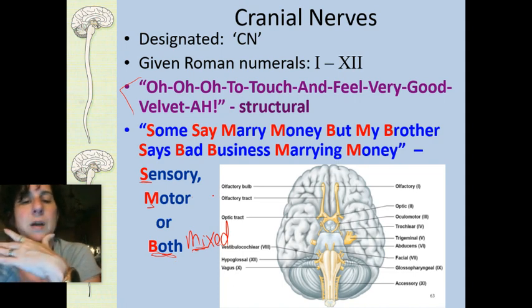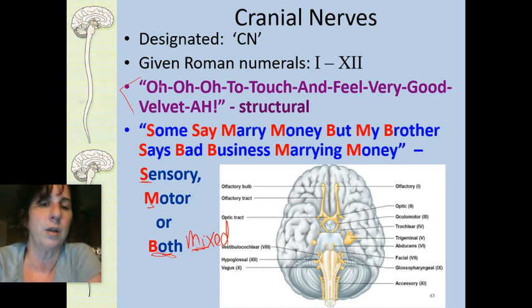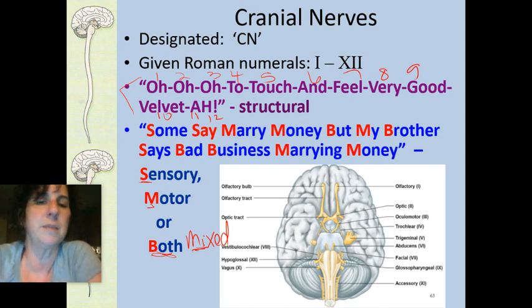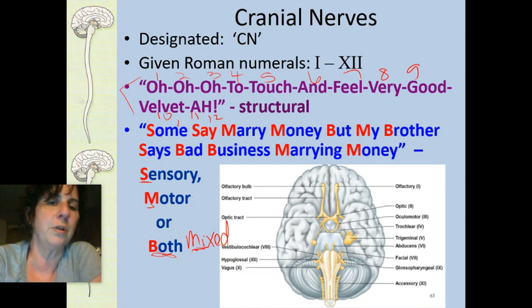So there's a mnemonic to remember this too, and it goes in order for 1, 2, 3, 4. You remember all those? 9, 10, 11, and 12 right here. This goes in order too. Some say marry money, but my brother says bad business marrying money. So the first one here, this first O, is a sensory nerve, some. Second O is a sensory nerve, say. The third nerve right here is M for motor. M for motor, B for both.